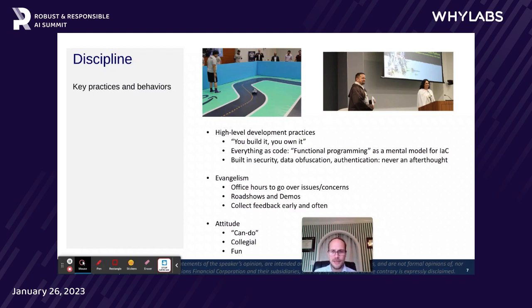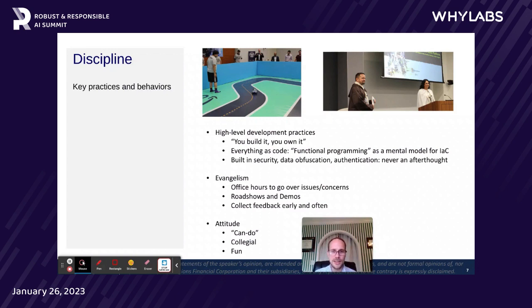And finally, this is table stakes at this point, but we have to think about security, obfuscation, and privacy up front. We never slap it on at the end. It's always a consideration with everything that we do. Another thing that we like to do is evangelism to the rest of the bank, as well as to data scientists and others who are leveraging our platform. We have office hours every 2 weeks where people come in and ask questions. If they have questions, concerns, or things that block them, we can help dive into those issues.